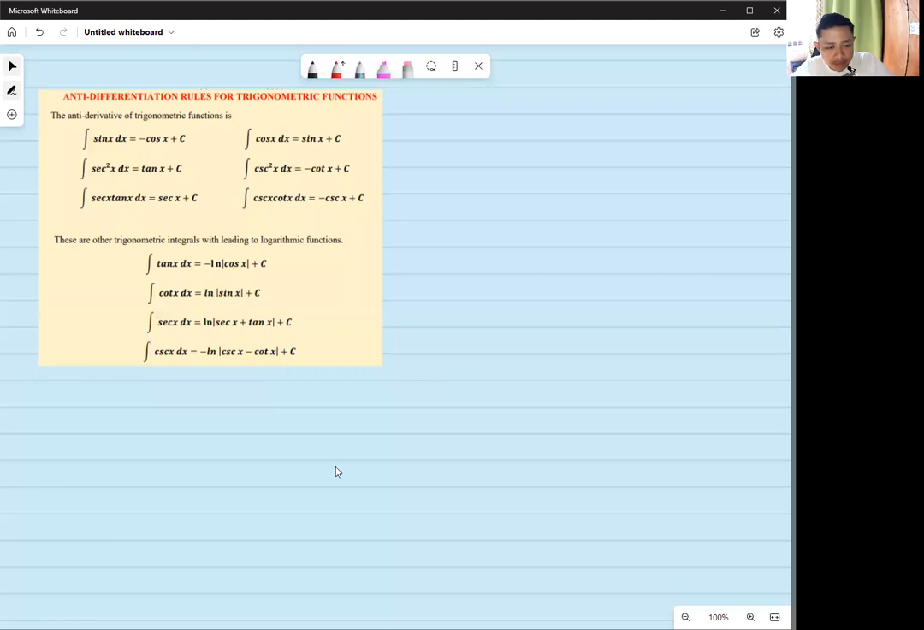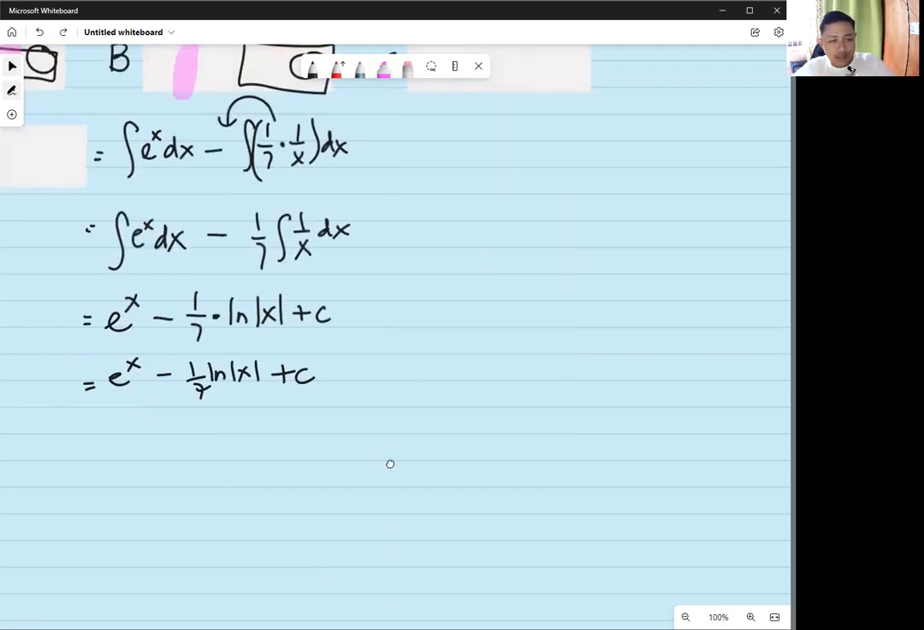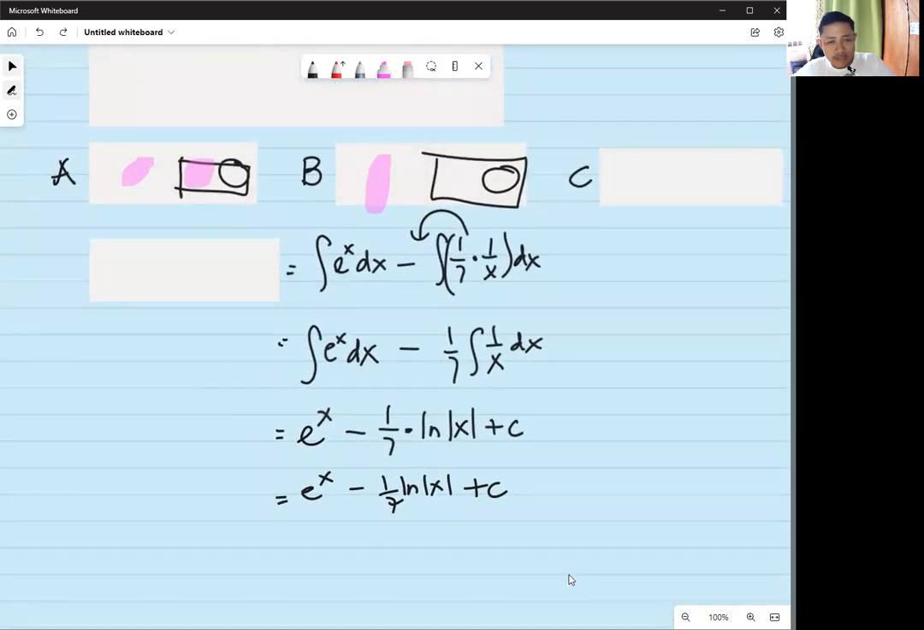Okay. Sir, question po, can we use a formula card in our summative assessment? Yes, you may. Sir, the 1 over 7, will it not become 1 over 7x or x over 7? Which one is this? Let me just go back to this. Sorry. Okay. Where are we here?